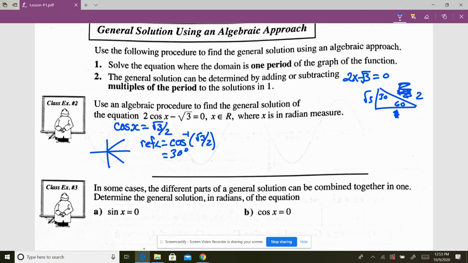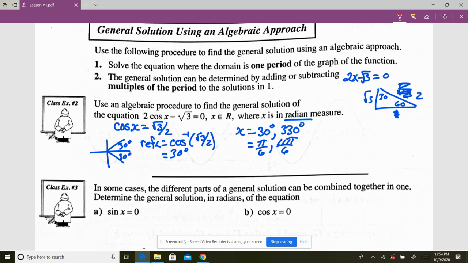So my reference angle is 30 degrees. What is my rotation angle? What have I done to get to those two spots? 30 and 330. We need it in rads. What's 30 degrees in rads? Pi over 6. And how many 30-degree angles are there in 330? 11. So it's just 11 pi over 6. So there's my answer in rads.